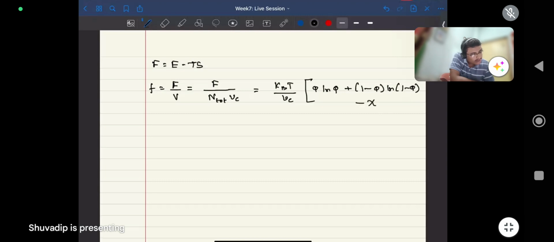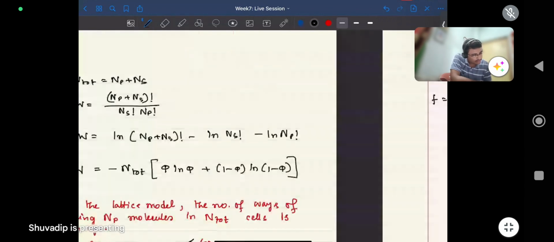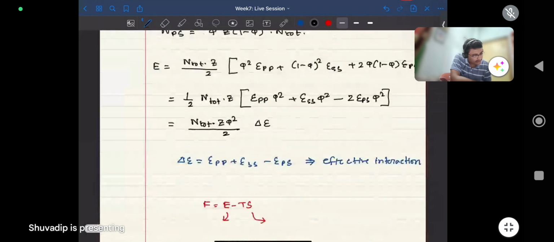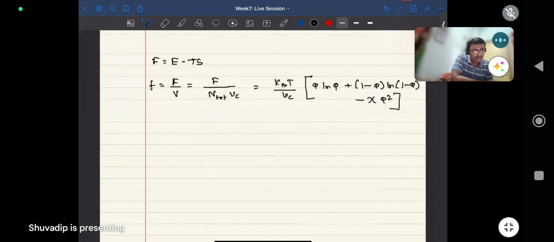minus chi phi squared. Now I have not defined chi before, but chi is basically the negative of this whole quantity. So you can write minus chi phi squared. Then chi will be the negative of N total z by 2 into delta epsilon. So this is our free energy density.